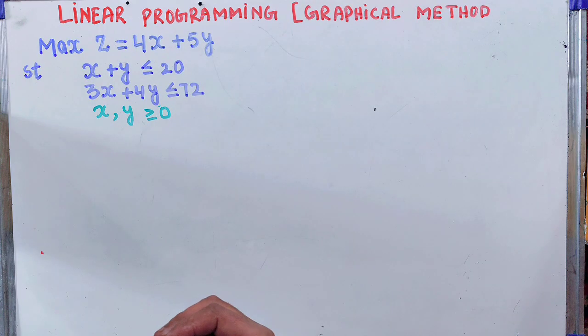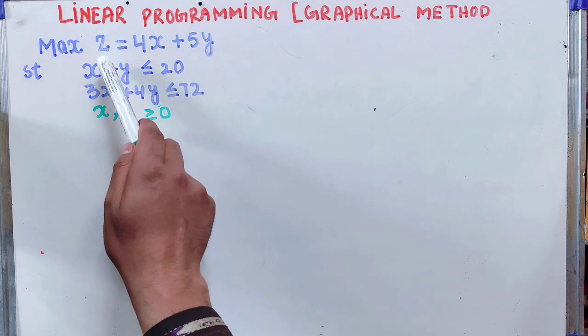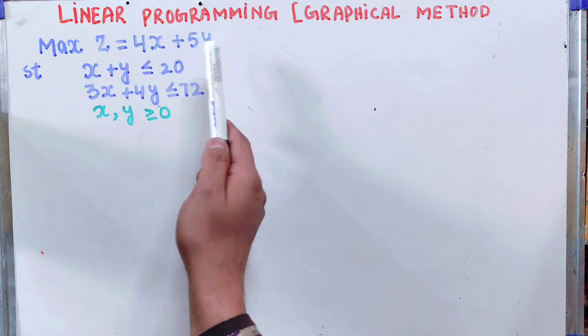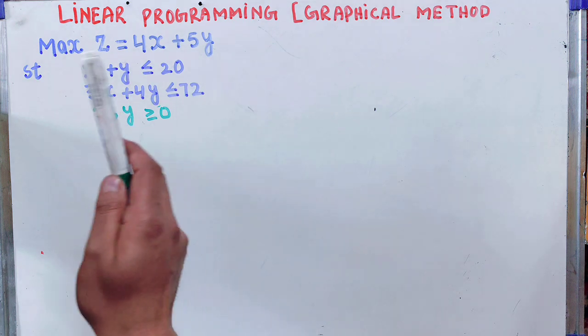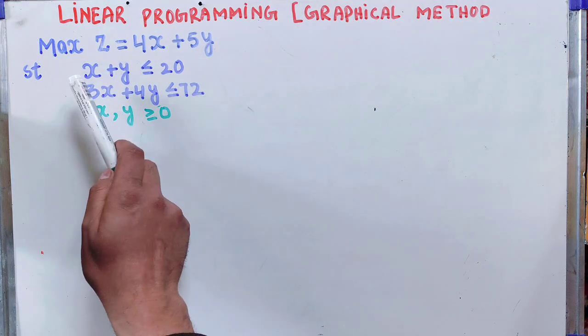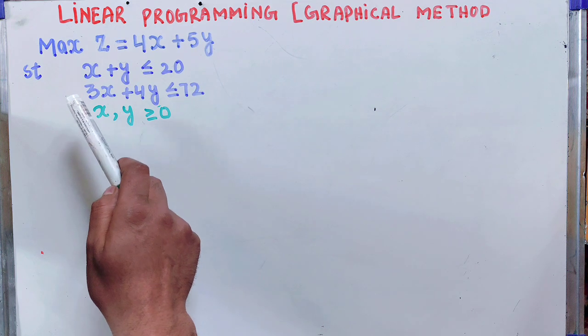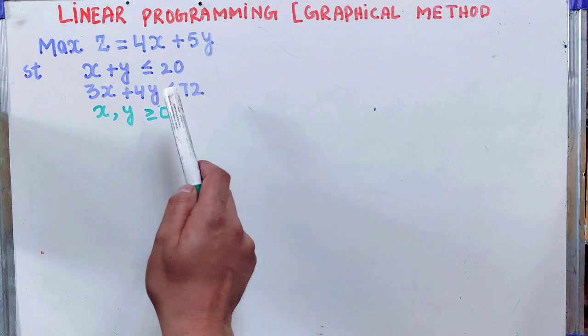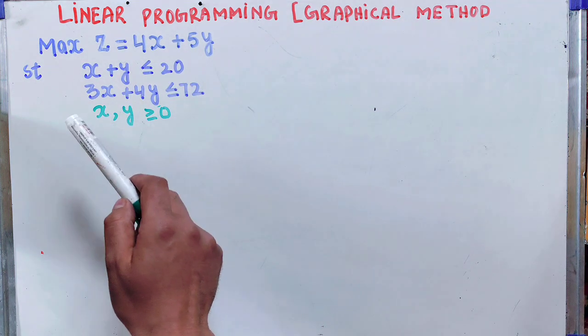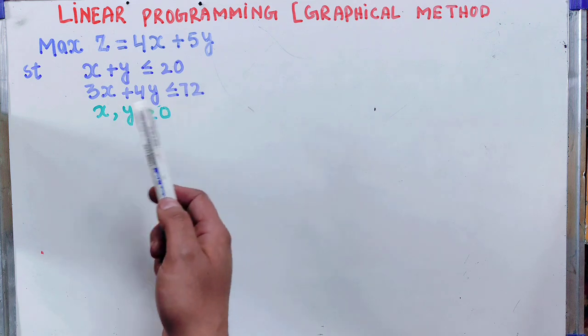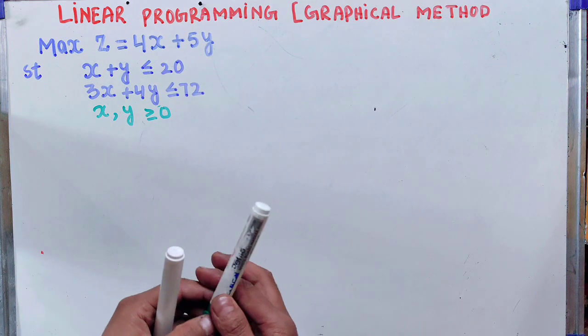How to solve a linear programming problem using the graphical method? The question is, we want to maximize z equal to 4x plus 5y. X and y are the two variables, and we face the constraint that x plus y should be less than or equal to 20. Another constraint that we face, 3x plus 4y should be less than or equal to 72, and x and y should both be greater than or equal to 0.